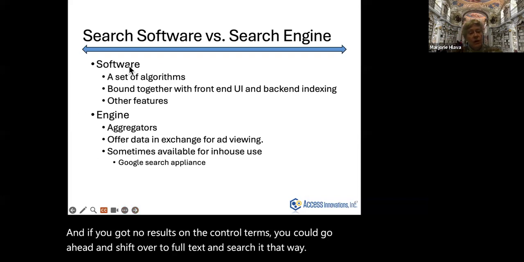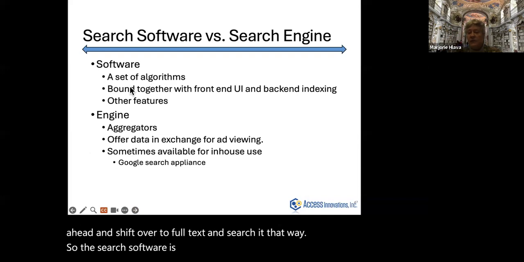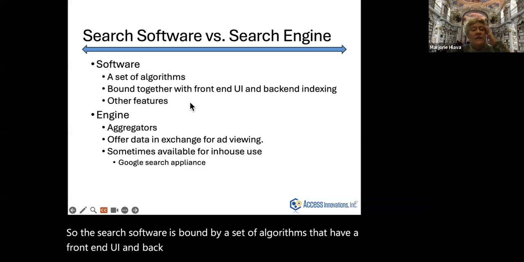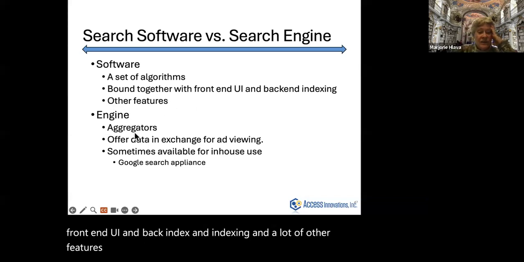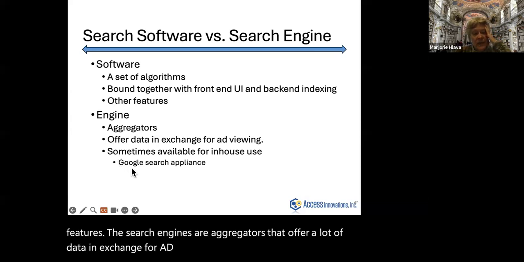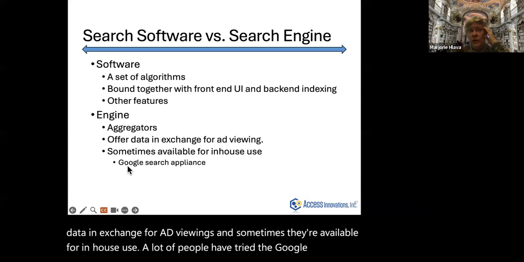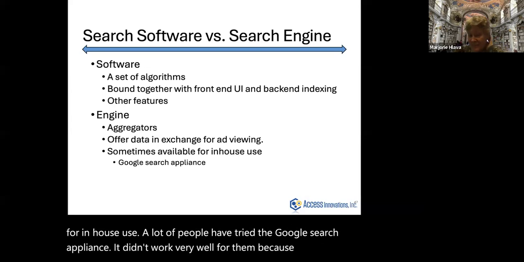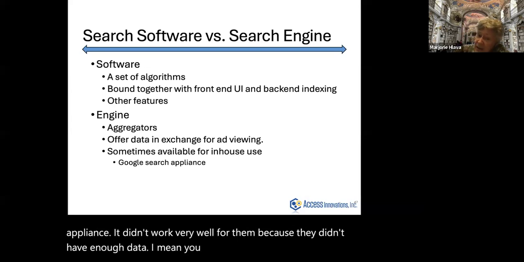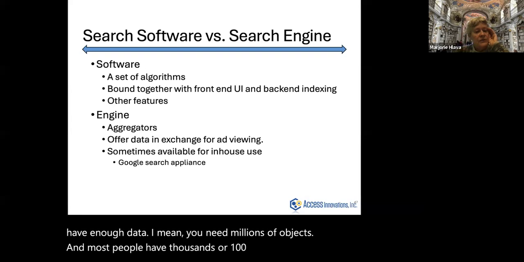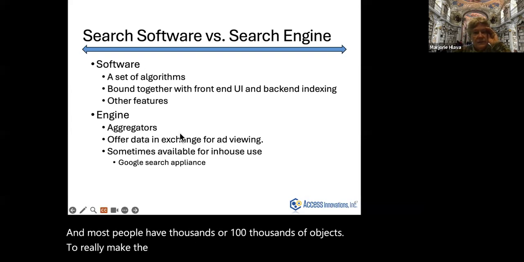So the search software is bound by a set of algorithms that have a front end UI and back index and indexing and a lot of other features. The search engines are aggregators that offer a lot of data in exchange for ad viewings, and sometimes they're available for in-house use. A lot of people have tried the Google search appliance. It didn't work very well for them because they didn't have enough data. I mean, you need millions of objects, and most people have thousands or 100,000s of objects to really make the Google search appliance or any of those kinds of engines work well.